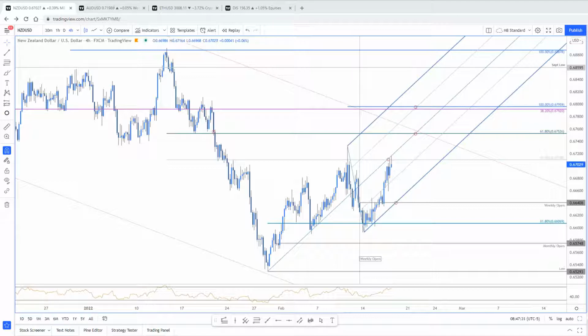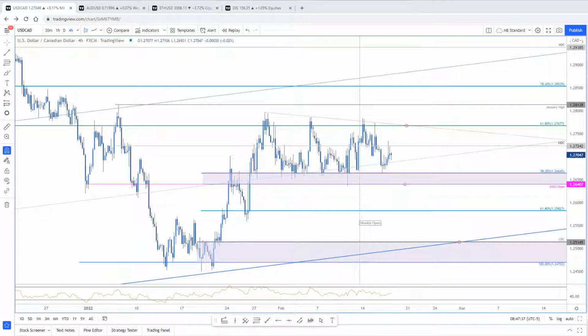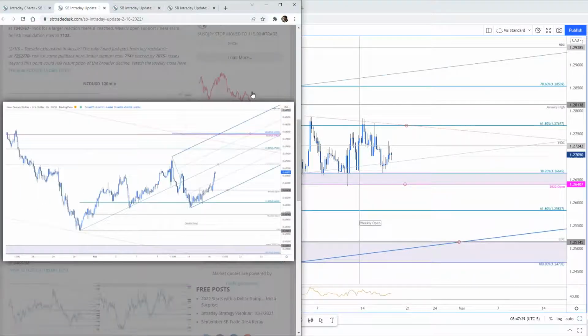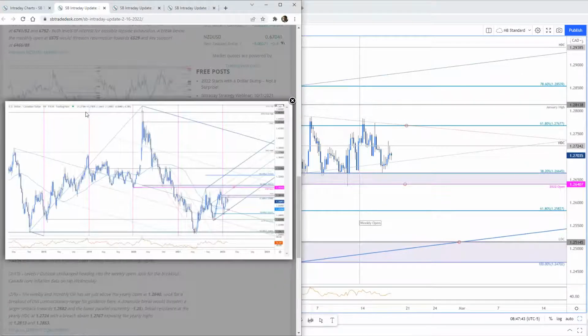Okay, last but not least from the com block is dollar CAD. So also a very popular one. You might have seen this one I put on Daily FX yesterday. The main focus here is going to be this range break. And I think the range break is imminent. I don't know if you get it today, but I think you get this over the next couple of days.